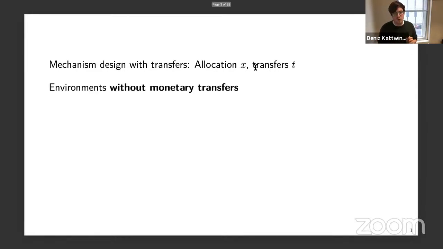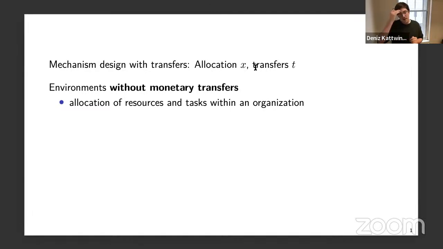What is the problem with this solution? The problem is that often we find ourselves in environments where we cannot use monetary transfers. I want to point out only some. If you think about the allocation of resources and tasks within an organization, often you cannot use monetary transfers. There are other instances, for example judicial or political decisions, where usually we have to design institutions that solve adverse selection problems without monetary transfers.